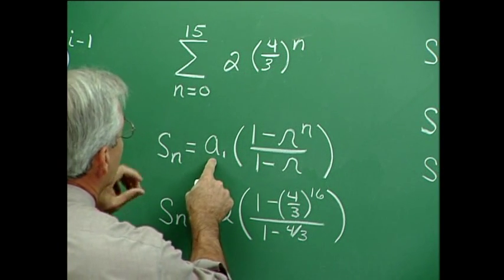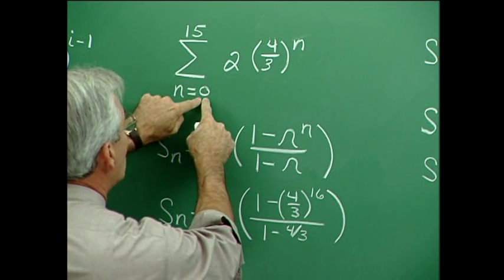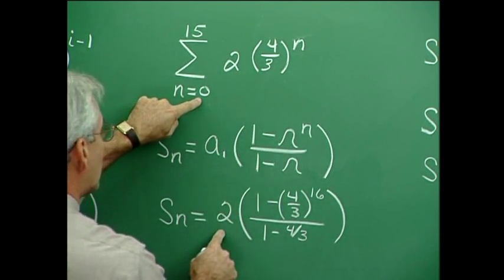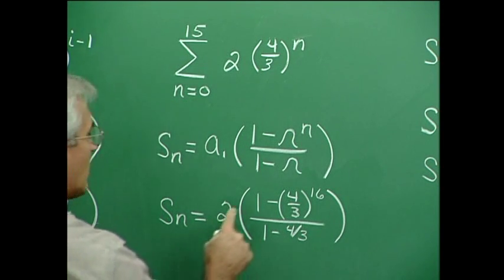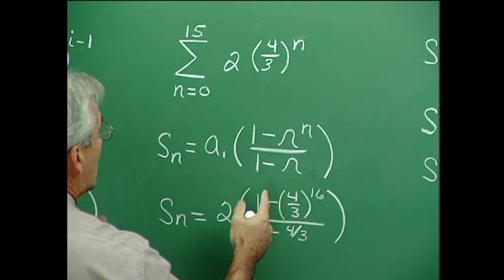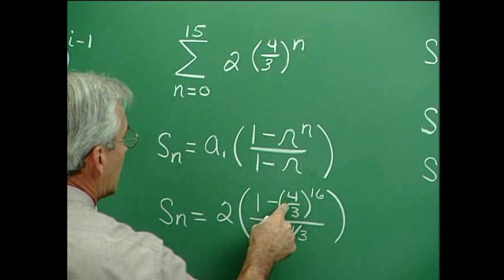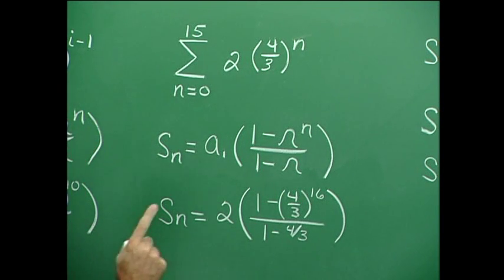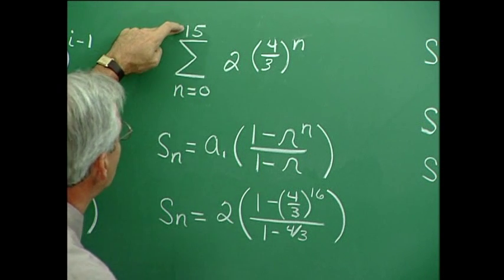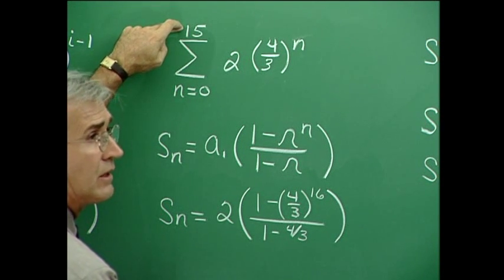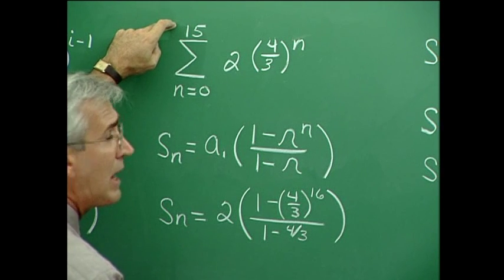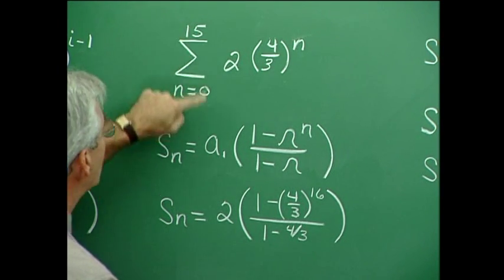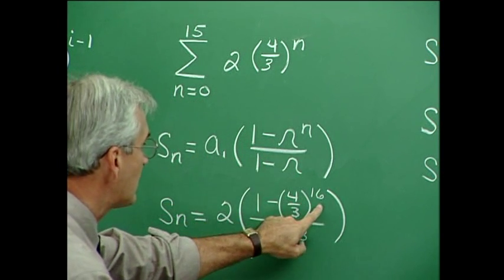Now, a sub 1, when n is 0, you see we have 0 here, this becomes 1, we have simply 2 for a sub 1. 1 minus r to the n. Well, let's see. The common ratio is the base of the counting mechanism. That's 4/3. N, the number of items being added. Now, be cautious here. The tendency is to just look at the upper limit in this notation and say that it's that amount. It's 15 here. But it really isn't, because we're starting at 0. So the number of items being added is really 16.